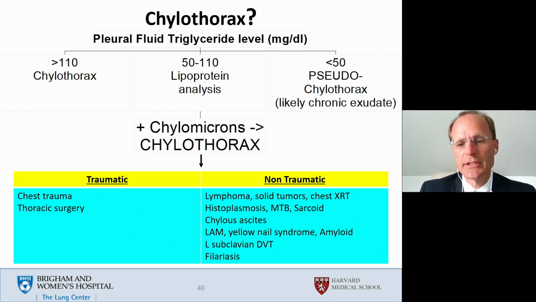Non-traumatic causes include infiltrative tumors and granulomatous inflammatory processes such as lymphoma, histoplasmosis, TB, sarcoid. Chylous ascites can also migrate across the diaphragm, causing a chylous pleural effusion. Chronic obstruction of the left subclavian vein can also cause stasis in the thoracic duct, including LAM and left subclavian DVT.